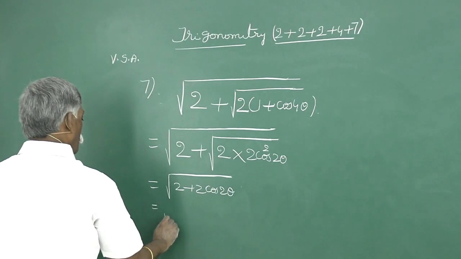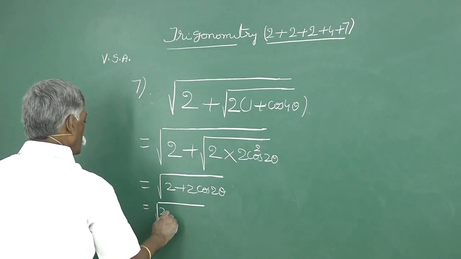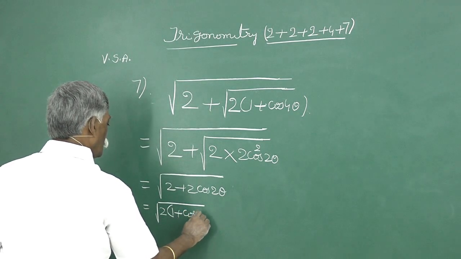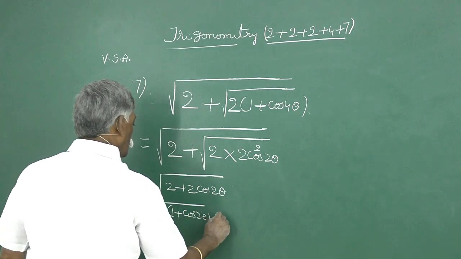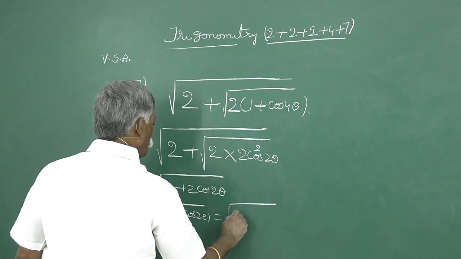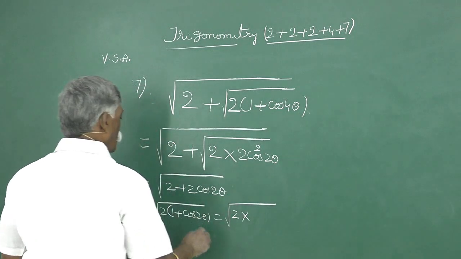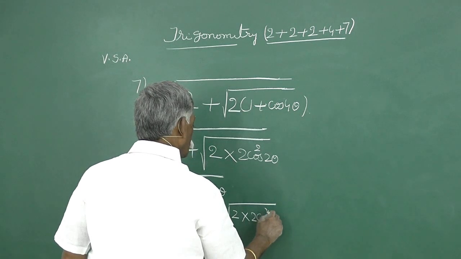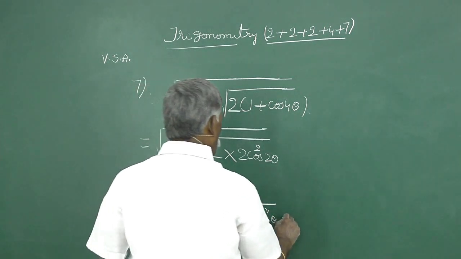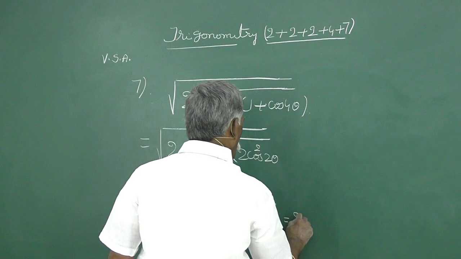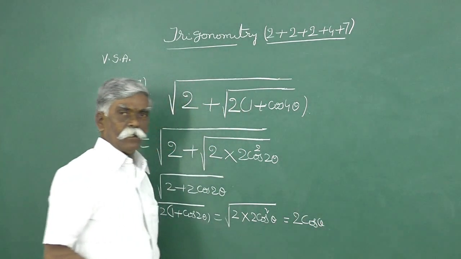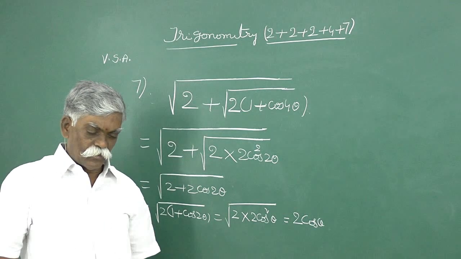And here we can take 2 as common factor. This is 1 plus cos 2 theta. So therefore this is equal to square root of 2 into 1 plus cos 2 theta, which is 2 cos square theta. So therefore this is equal to 2 cos theta, since it is given that theta is less than pi by 4.